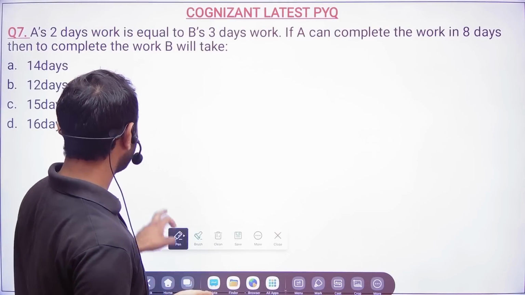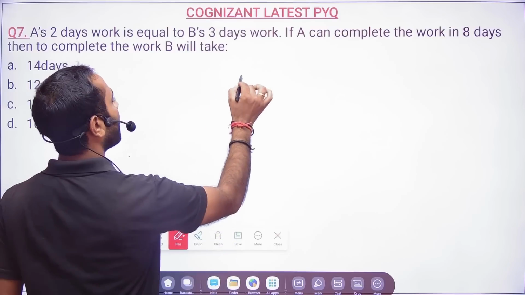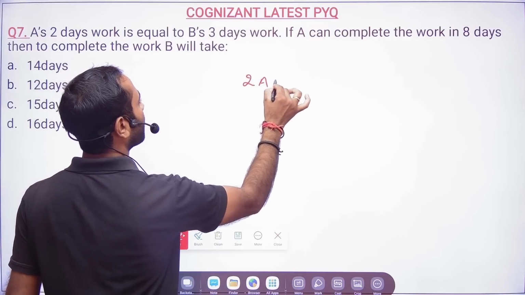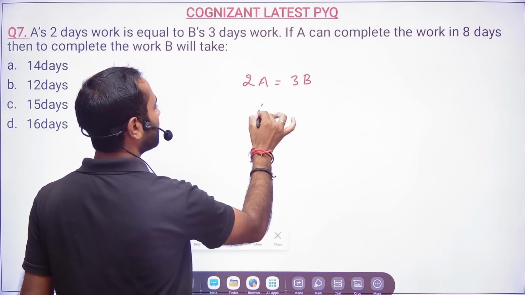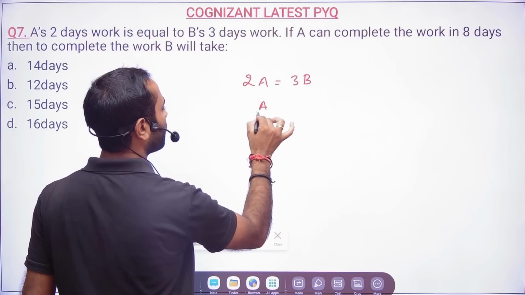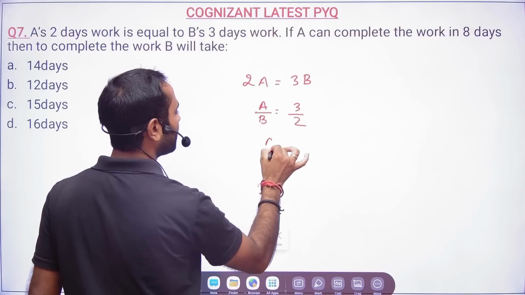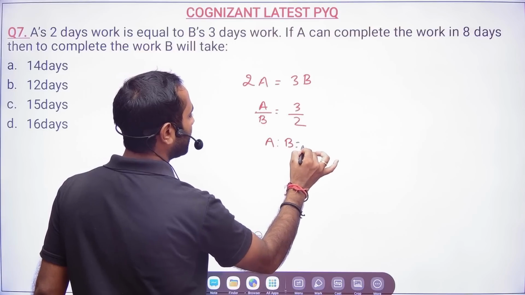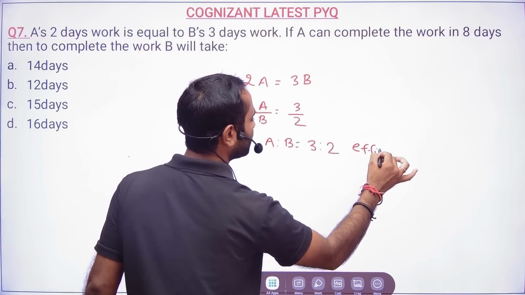So A's 2 days work is equal to B's 3 days work. Okay, that means, can I get the A by B ratio? See, this is nothing but the efficiency ratio. That means the A by B efficiency ratio is 3:2.